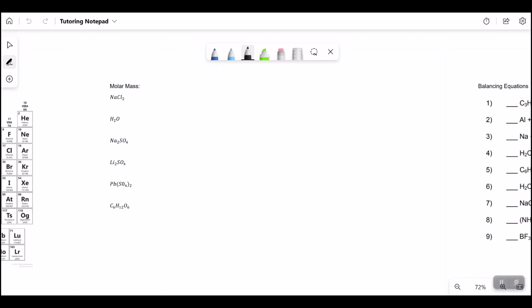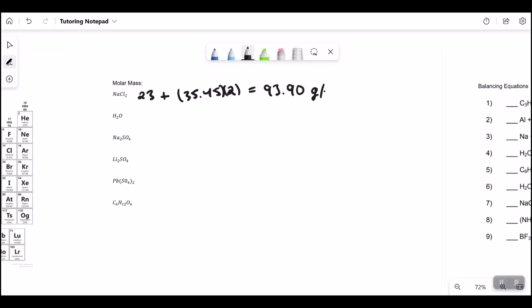For NaCl2, for Na, we have a mass of 23, plus a mass of chlorine, which is 35.45. And since we have two of those, we can plug that all into our calculator, and we will get a mass of 93.90 grams per mole. We can also look at the H2O, or water. We know that hydrogen has a mass of 1, plus there being 2 hydrogens, plus a mass of 16 for oxygen. We have a mass of 18 grams per mole.